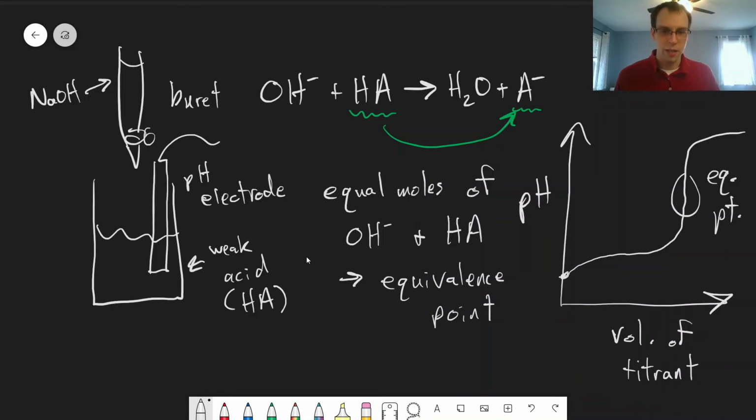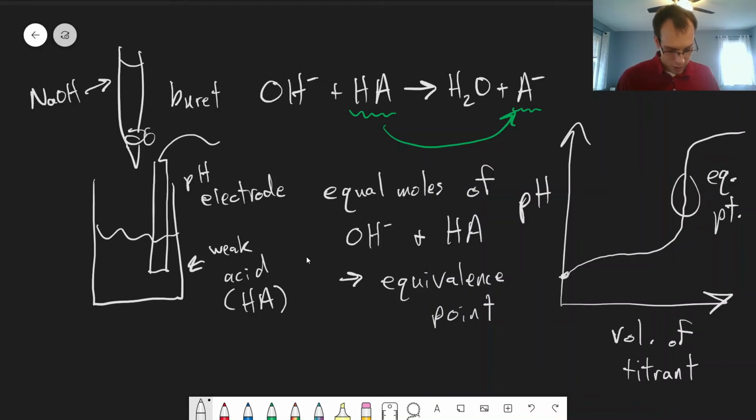What this lets us do is figure out, since we know the concentration of hydroxide, that if we know the volume that was added, we know the number of moles of hydroxide that was added, and that equals the moles of HA, which lets us get back to the concentration, which is what we were interested in the first place.